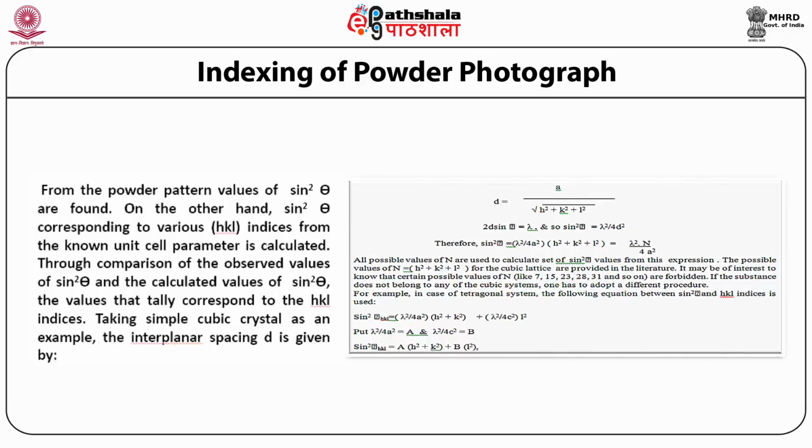It may be of interest to know that certain possible values of capital N like 7, 15, 23, 28, 31, and so on are forbidden. If the substance does not belong to any of the cubic systems, one has to adopt a different procedure. For example, in the case of tetragonal system, the following equation between sin²θ and hkl indices is used.